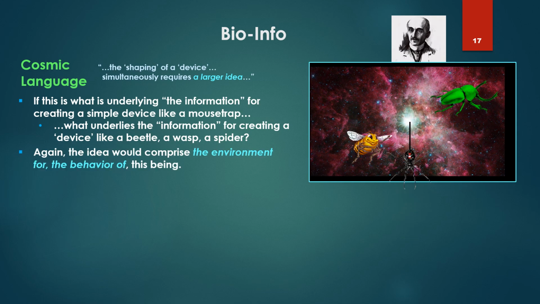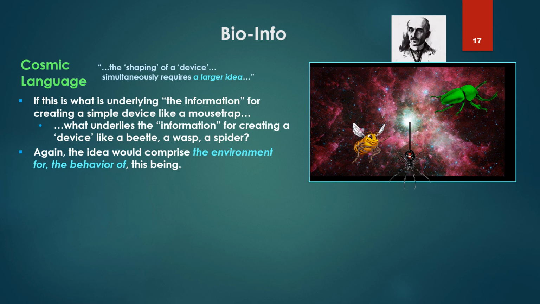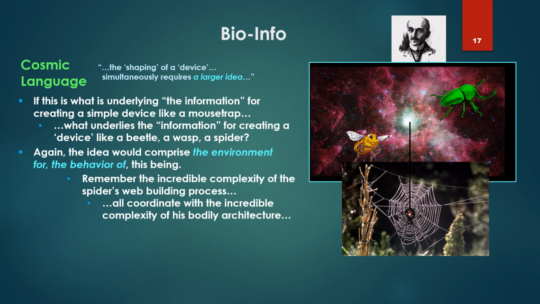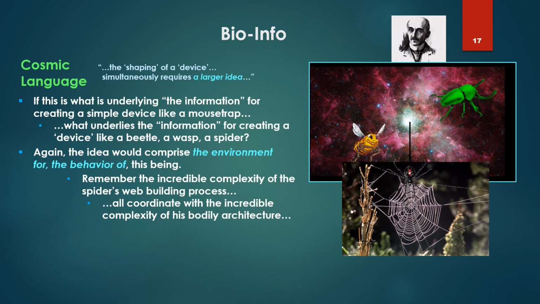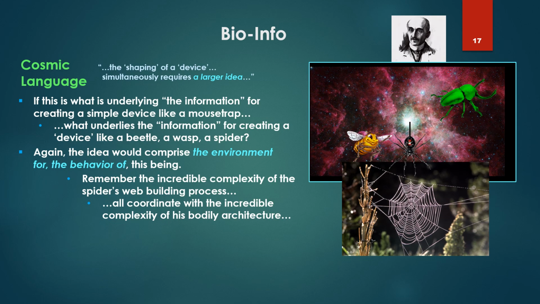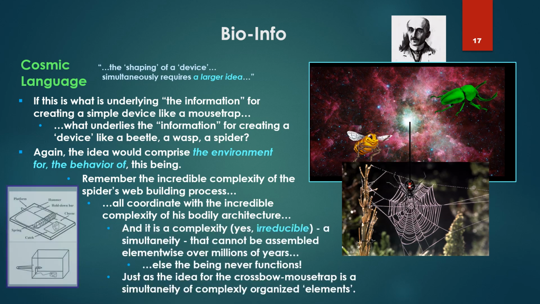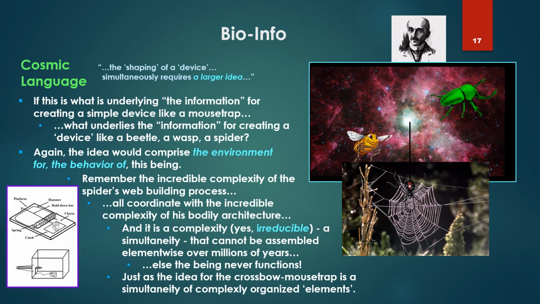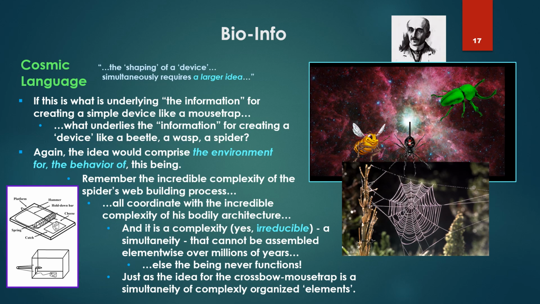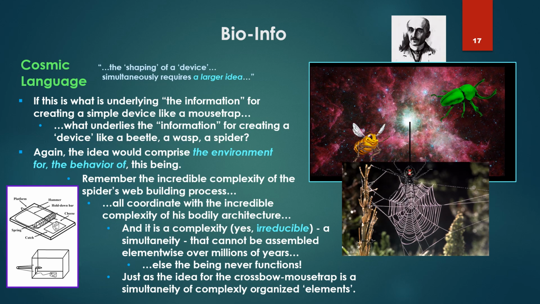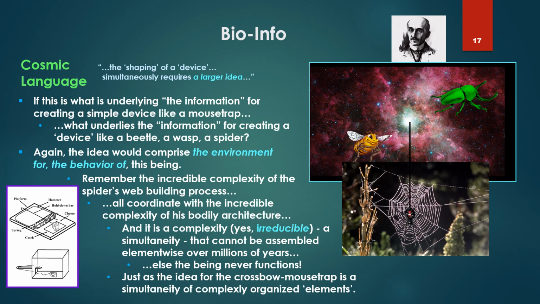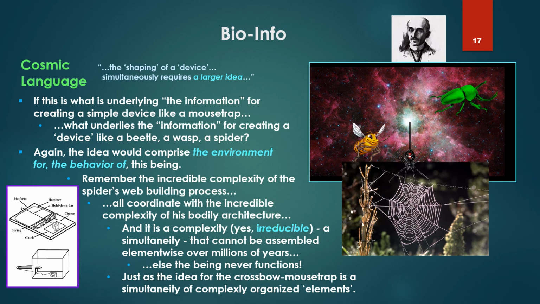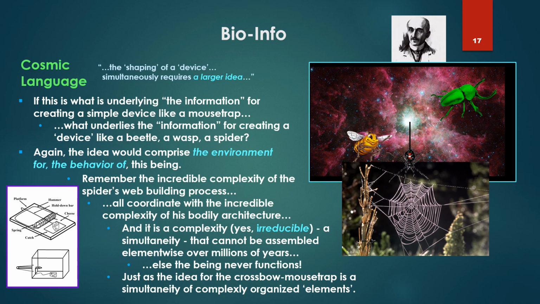Again, the idea would comprise the environment for the behavior of this being. Again, remember the incredible complexity of the spider's web building process, all coordinated with the incredible complexity of his bodily architecture. And it is a complexity, yes, irreducible complexity, as Behe noted, a simultaneity that cannot be assembled element-wise over millions of years. Else the being, the spider, never functions. Just as the idea for the crossbow mousetrap is a simultaneity of complexly organized elements that all must be there.